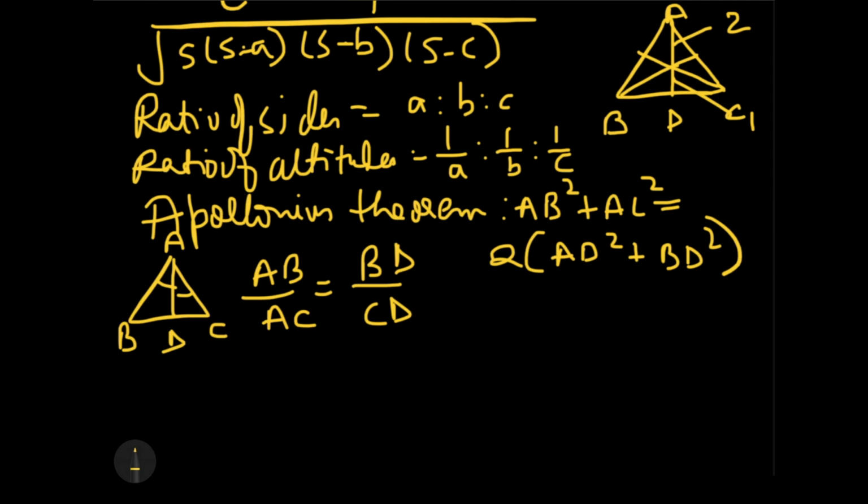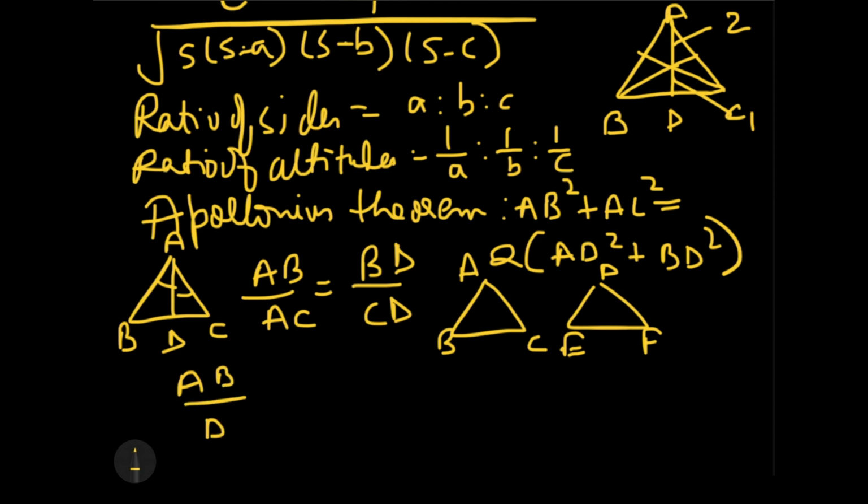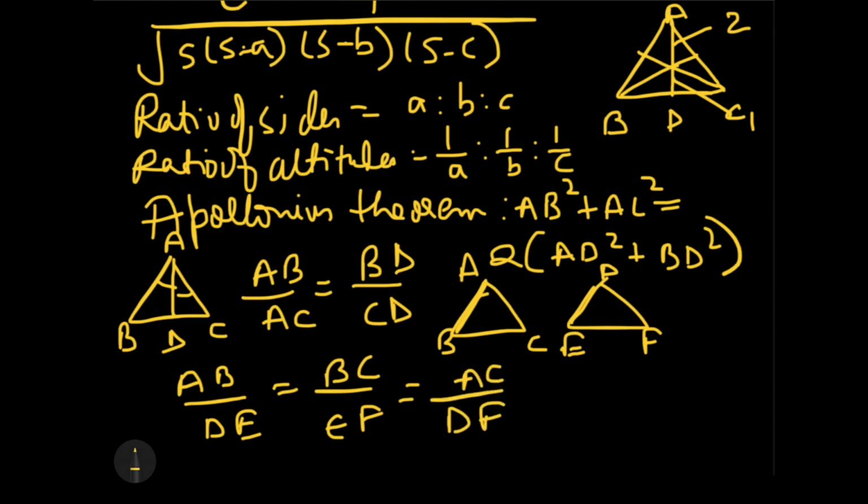What is the property? Property number 1 says the corresponding sides are in the same ratio. That means if I say that this triangle and this triangle are ABC and DEF, then the ratio of AB upon DE, that is this side and this side, is equal to the other sides, that is BC upon EF, that is AC upon DF. This ratio is the same. And there is also a ratio of the areas.